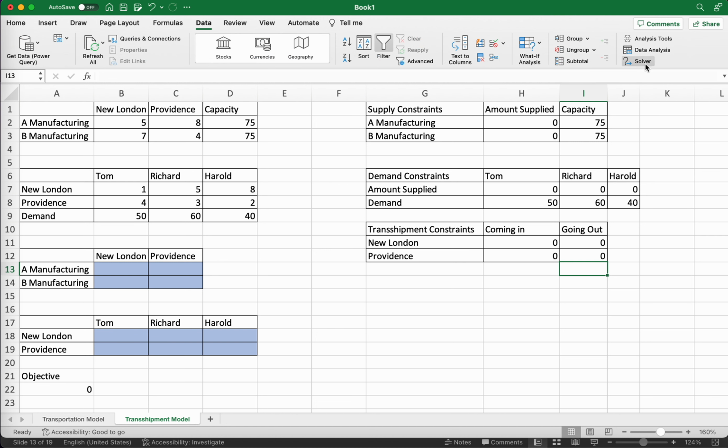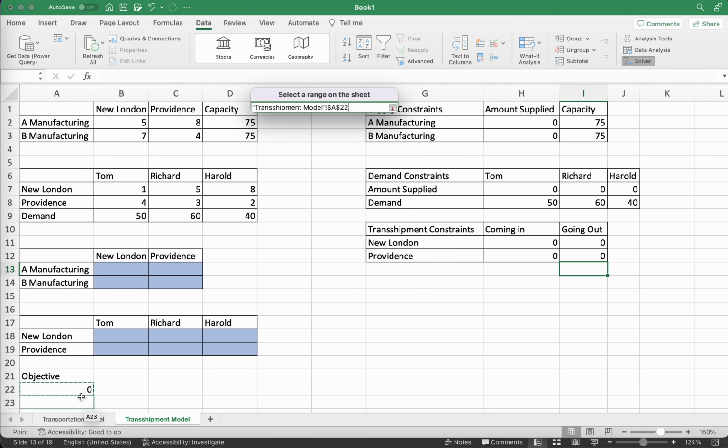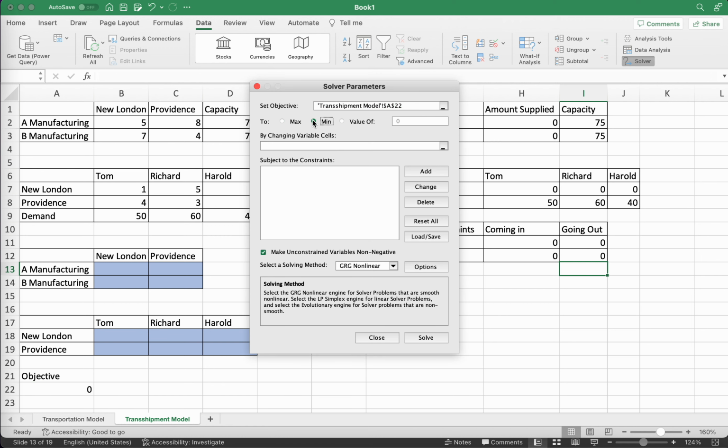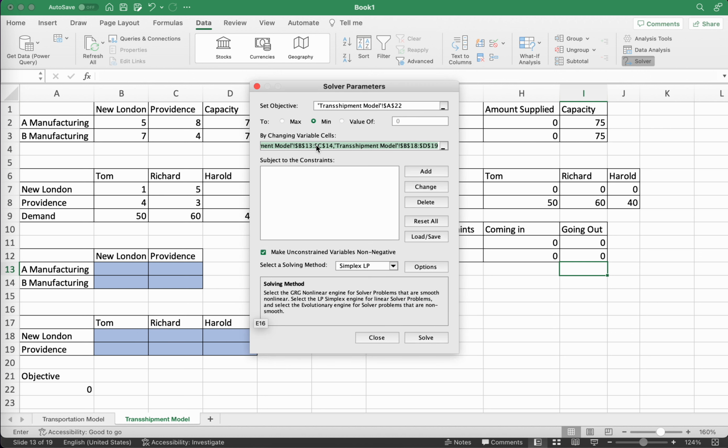Data, solver, right? The objective is right here. That's the objective where we wrote the two sum product formulas, and it is still cost minimization, right? Now changing variables, this is where you have to be careful. Let me just quickly change that to LP linear. So I'm going to click on changing variables. This is the first set of variables, and then you have to put a comma. Don't forget the comma, otherwise you'll just overwrite it. And then the next 6 variables, right? So you got four variables here and then 6 variables here.